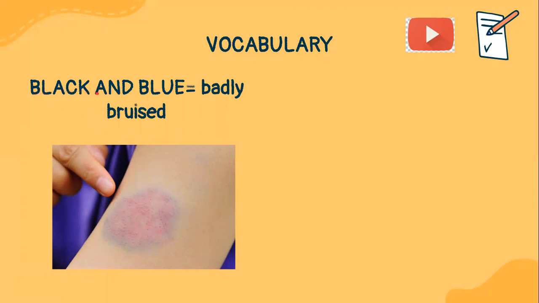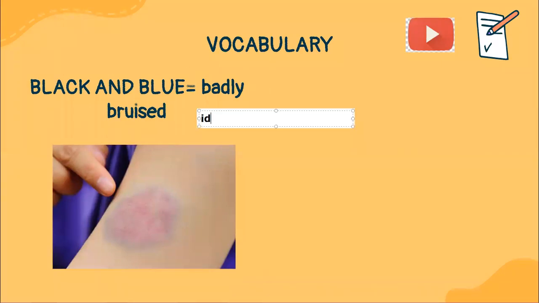Black, B-L-A-C-K, black and blue, okay? This is called an idiom, I-D-I-O-M. This is called an idiom, warriors. Wait, let me type this: idiom, I-D-I-O-M. Okay? Next.